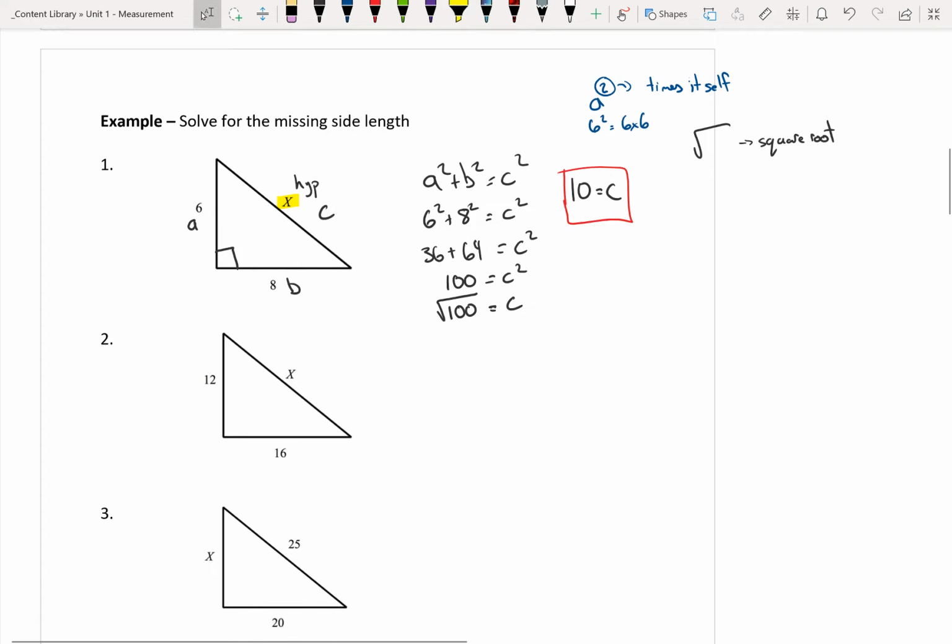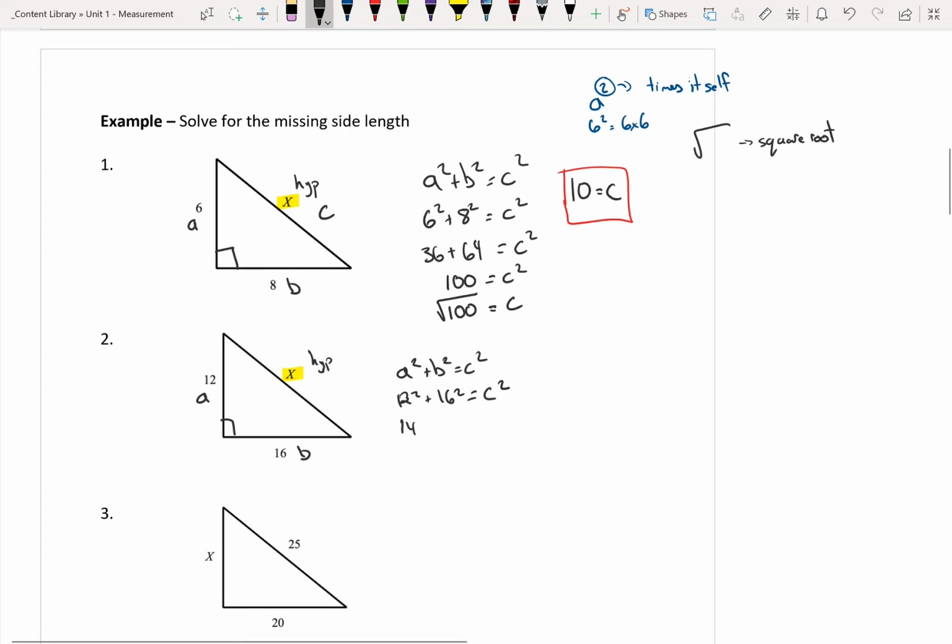In example 2, again, another right angle. I'm looking for my missing side, which is my hypotenuse again. So again, I'm still using A squared plus B squared equals C squared. A and B, I can mix that up if I want and change A and B, it doesn't matter. So 12 squared plus 16 squared equals C squared.